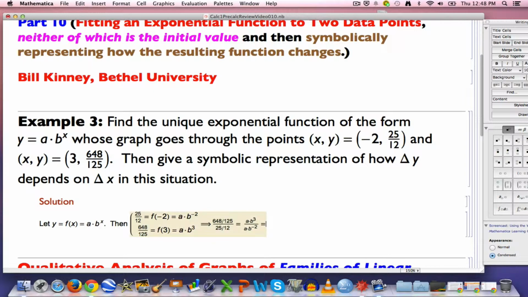Now you can simplify pretty nicely. The a's cancel, they go away, you're just left with b to the third over b to the negative 2, which you should recall from your properties of exponents can be simplified to b to the 3 minus, careful, negative 2, which is b to the 5th power.